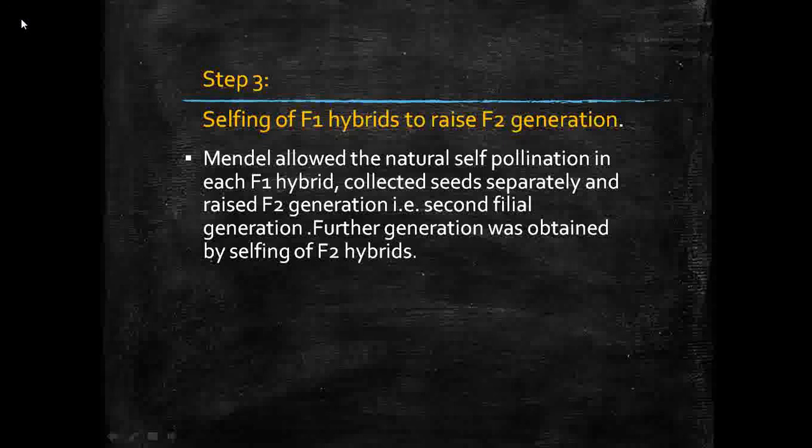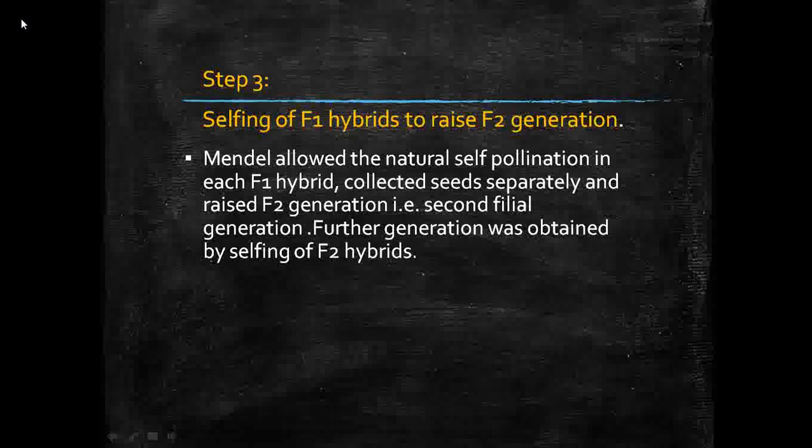Selfing means that self pollination is done again. So Mendel allowed natural self pollination. He allowed the plants to self pollinate in each F1 hybrid, and then collected the seeds separately from those plants and raised the F2 generation. So he got the second filial generation by allowing the plants to self pollinate. Further generations were also obtained in the same manner, by allowing self pollination of those plants.